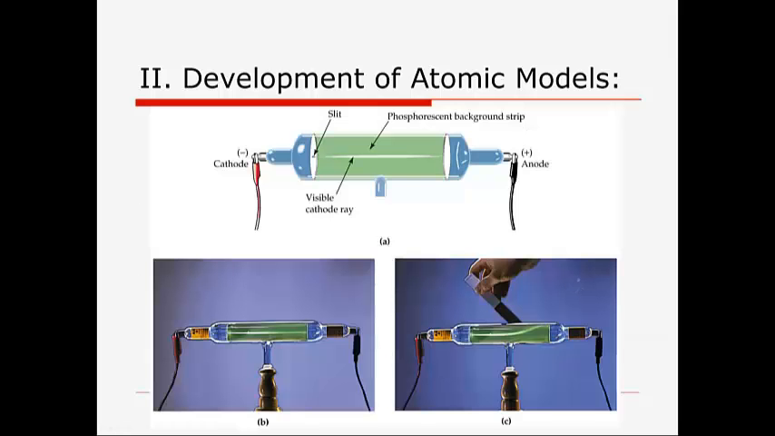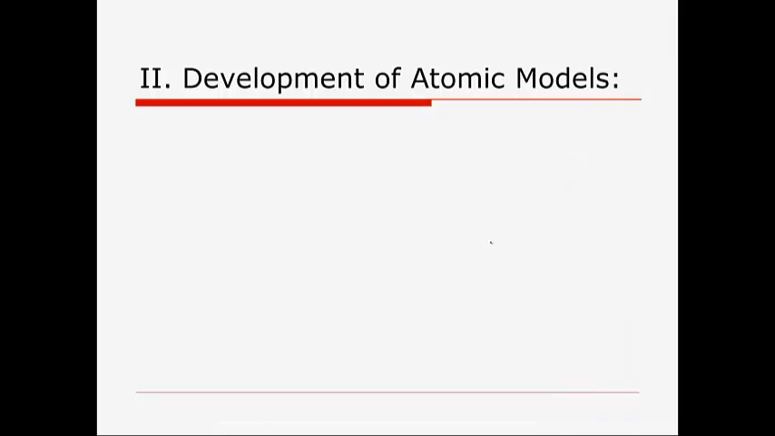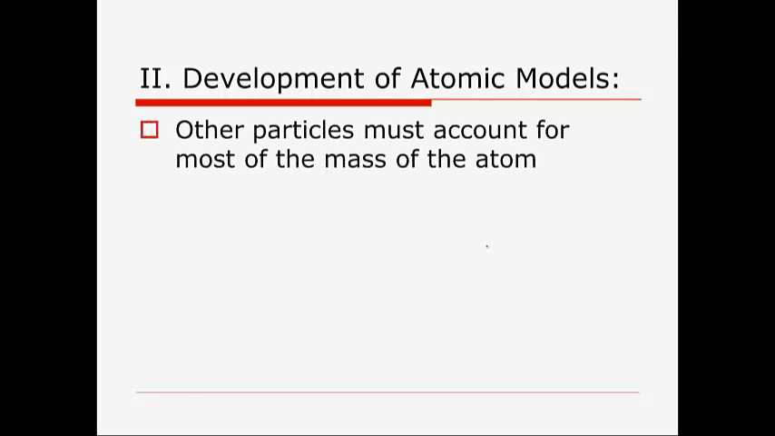Okay, so what's a cathode ray? Well, this is what's known as a cathode ray tube. Okay, visible cathode rays were basically made up of electrons, and they knew that these particles could be deflected by a magnetic field. So these had to be particles and not just like light. Okay, and the only place that these particles could be coming from were atoms. Other particles had to account for most of the mass of the atom, though.